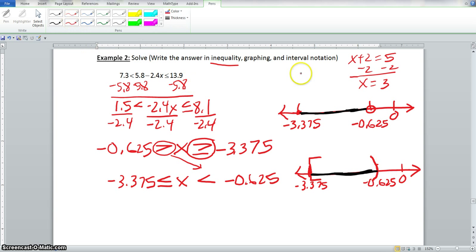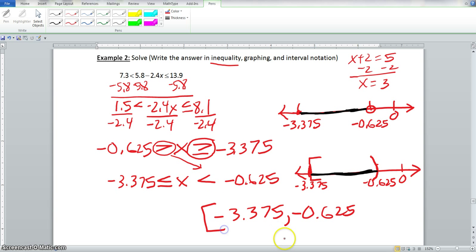Now, the last thing that they want us to do is the interval notation. Now, with interval notation, we know we're going to use the negative 3.375. We always start with the lower number, and then we will have the larger number, which is negative 0.625. And since this negative 3.375 is included, we will put a bracket here. And since this negative 0.625 is not included, we will use a parenthesis. So these are your answers here.